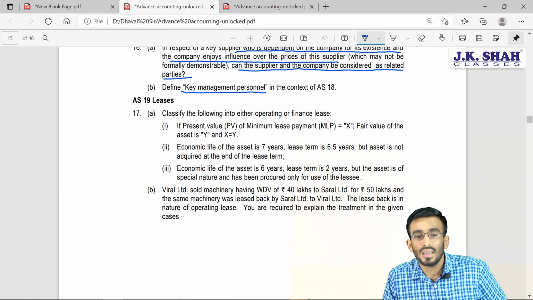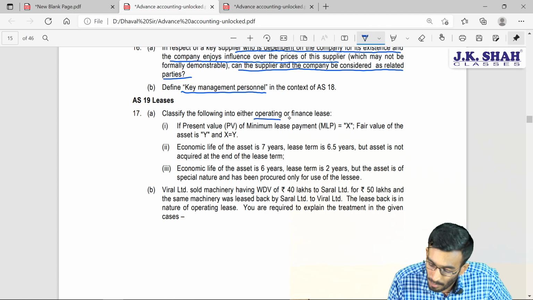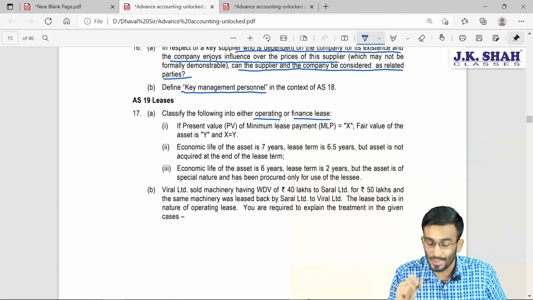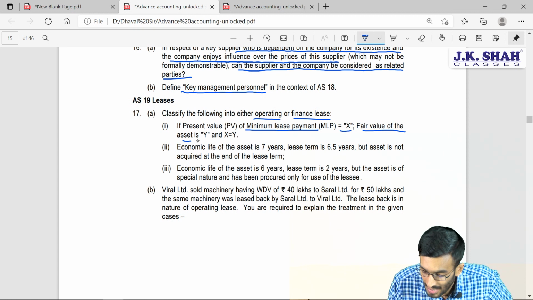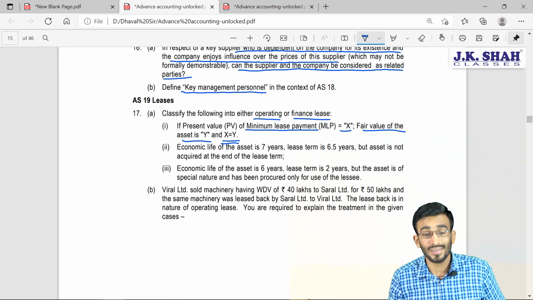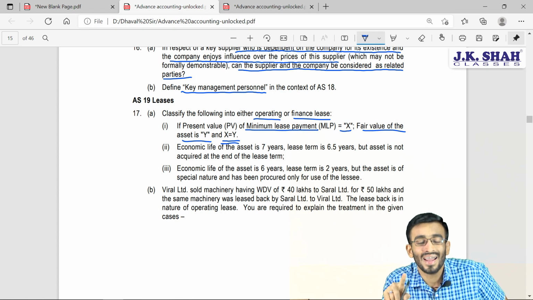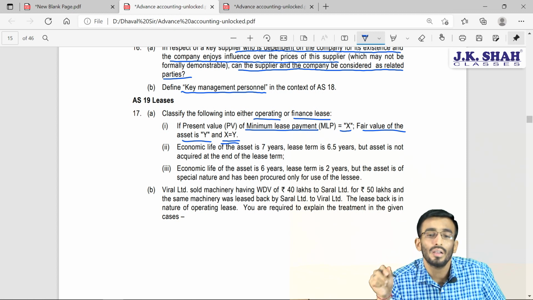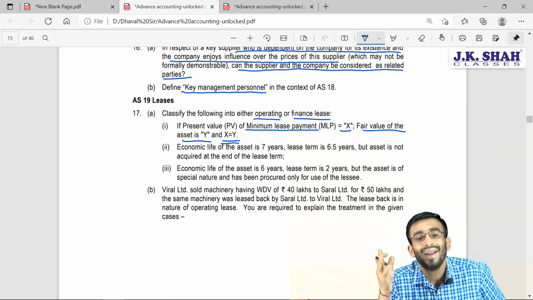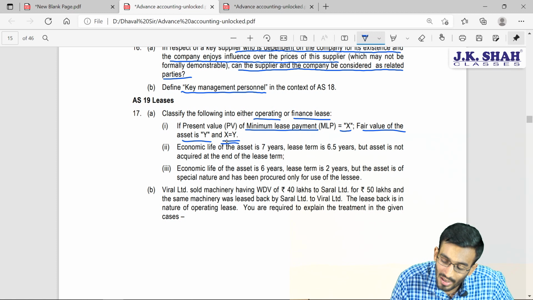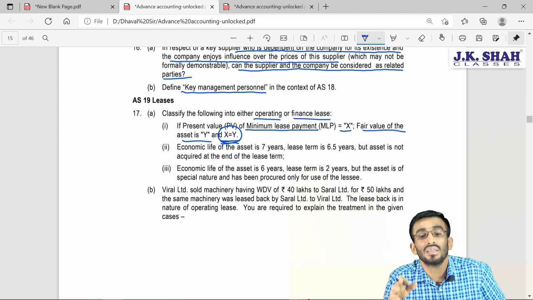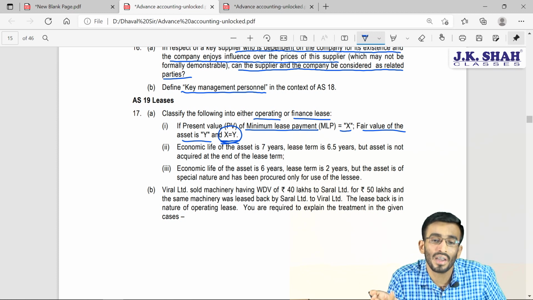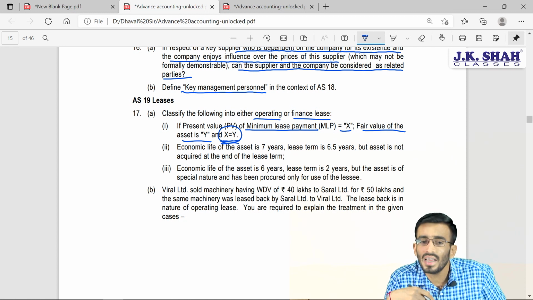AS 19 Leases, an interesting standard. Classify the following into either operating or finance lease. First, the present value of MLP is X, the fair value of the asset is Y, and X is equal to Y. So can I say the present value of MLP substantially covers the fair value of the asset? Sir, what do you mean by substantial portion? That is nothing but 90% or above. Here it is 100%, because the present value of MLP, let us say 100, is equal to the fair value of the asset, which is also 100. So PV of MLP substantially covers the fair value of the asset, and then definitely it is to be considered as a finance lease.